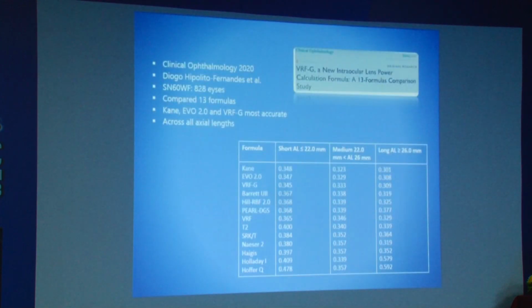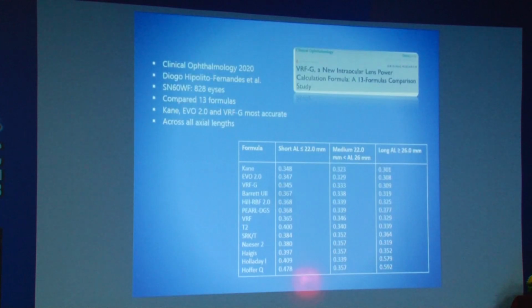This is a meta-analysis which has been published in 2022, and you can see the order of preference with shorter axial length less than 22, between 22 to 26, and more than 26. You will find that SRK/T and the older generation formulas are not there in the first 5.